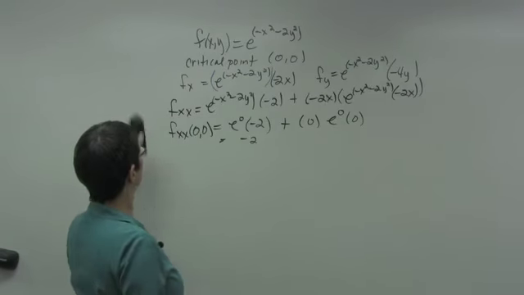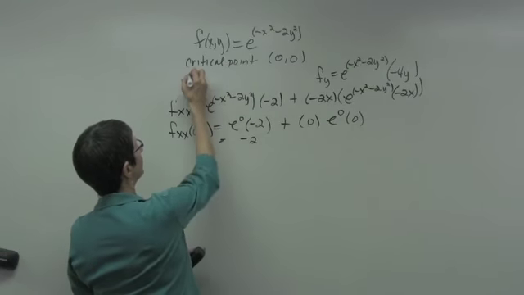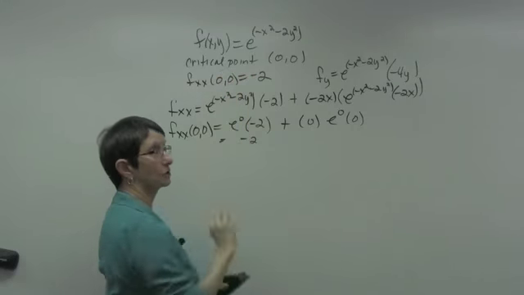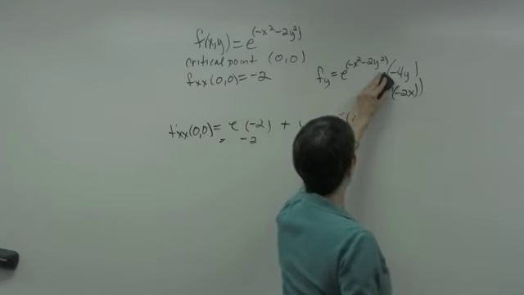Right? So let me go, and I'm going to put that up here. I don't need that piece anymore. So fxx at 0, 0 equals negative 2. Okay? Now let's look at the y.